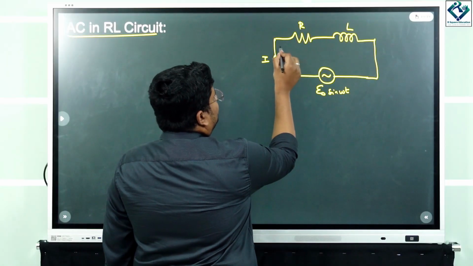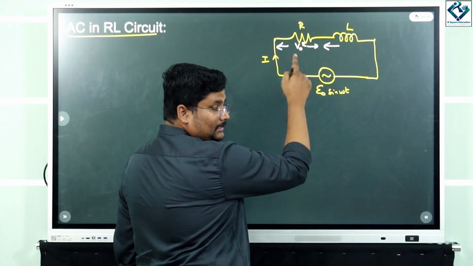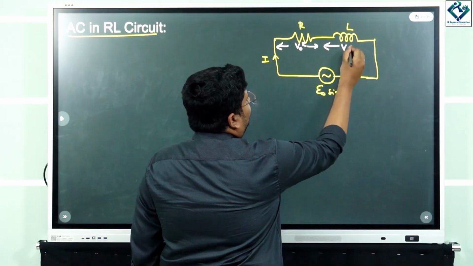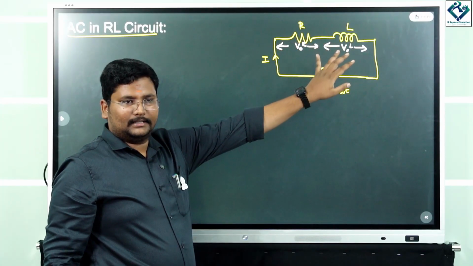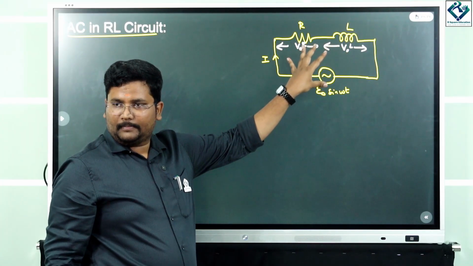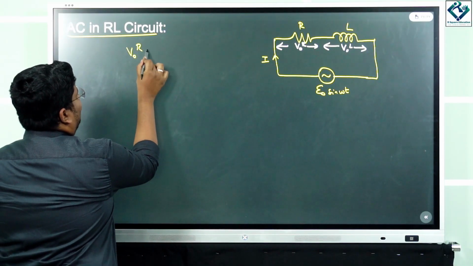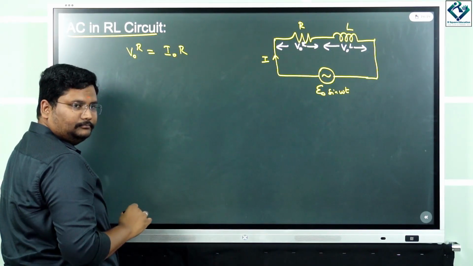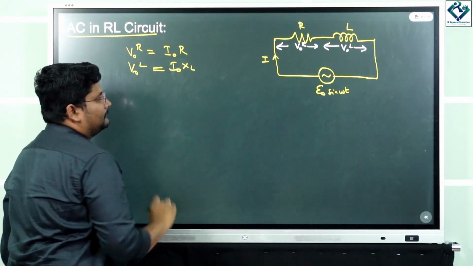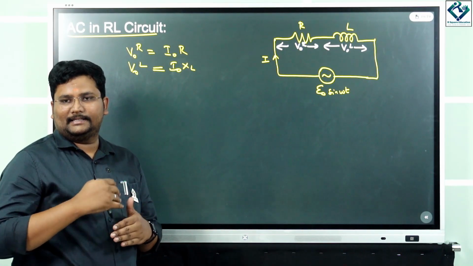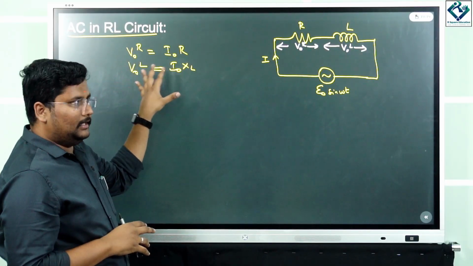So I consider the potential drop across R as V naught R, and I am only considering the magnitude. And this is going to be V naught L. This is the potential drop across the resistor and the inductor when I am passing alternating current. We know according to Ohm's law that V naught R can be written as I naught into R. Likewise, V naught L is I naught XL, where XL is the reactance of the inductor, which is the resistance offered by the inductor. So this is the potential drop across each.